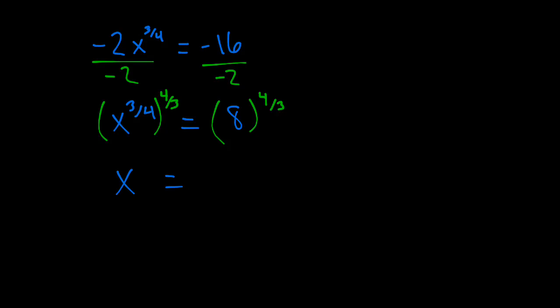So then we just have to remember how we evaluate something like 8 to the 4/3. Again, the easier thing to do first is the root. So the cube root of 8 is 2, right? And then we just have 2 to the 4th. That's 2 times 2 times 2 times 2, which gives us 16. So x equals 16.